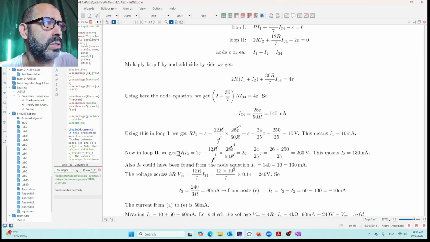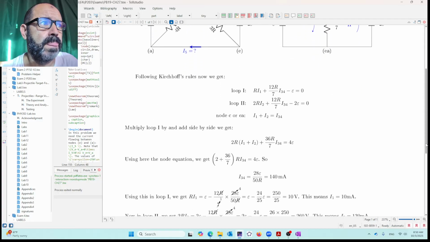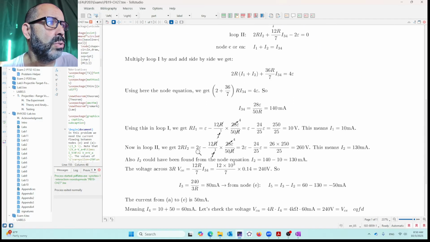Let's do loop 2. It's similar. 2R I2, not R I2, because there are 2R in here, times I2, is equal to this EMF, which is twice epsilon, minus this voltage, okay? So you have twice the EMF minus 12R over 7 times 28, the EMF, divided by 50R. That's the value of the current that we just found. Here is the current, okay?